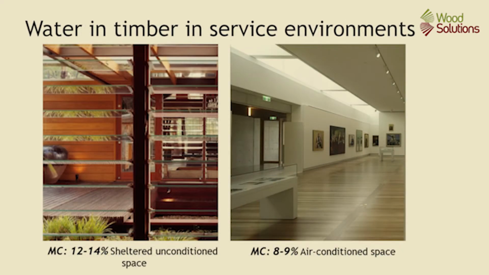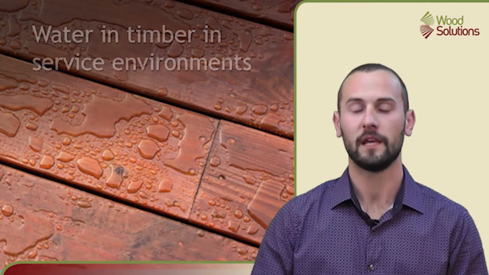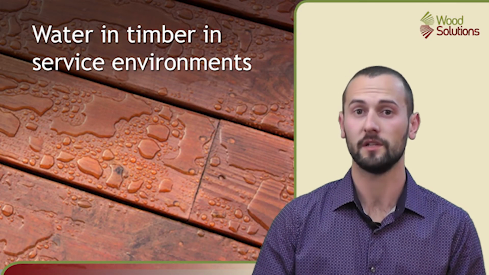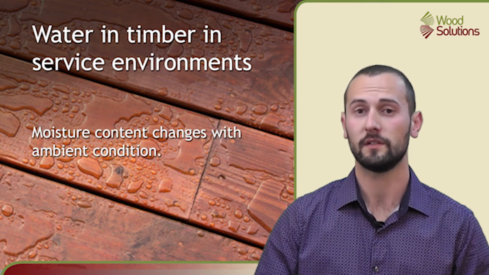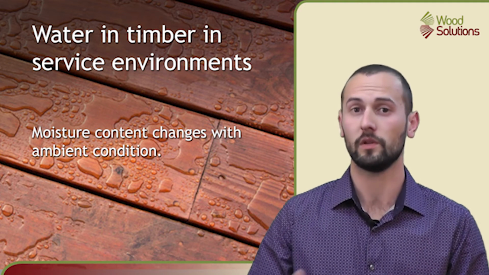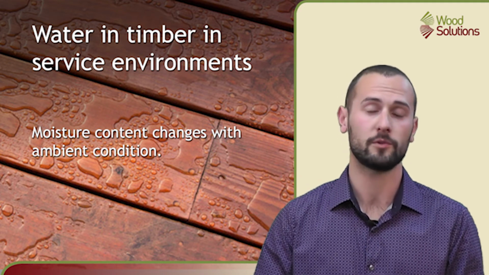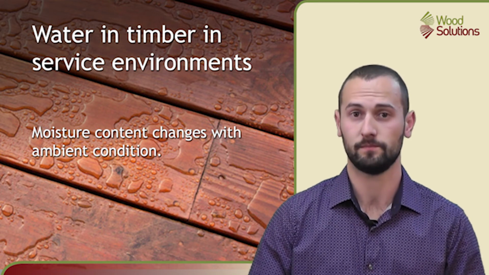In a service environment, the timber will reach a moisture content in equilibrium with its ambient conditions. If it is used in open, unconditioned space, it may settle at a moisture content of between 12 and 14%. In an air-conditioned office or gallery, it can be lower at between 8 and 9%. However, if the ambient conditions for the timber change, the wood will lose or gain moisture to remain in equilibrium with them. If the conditions get more humid, its moisture content will increase. Or if the conditions become drier, its moisture content will decrease.